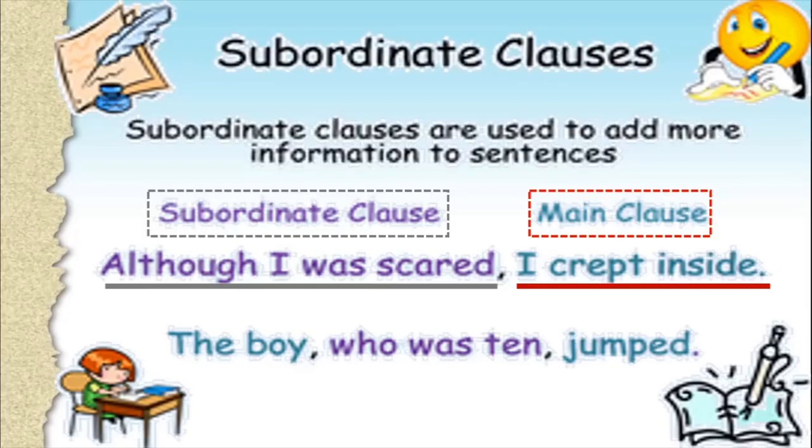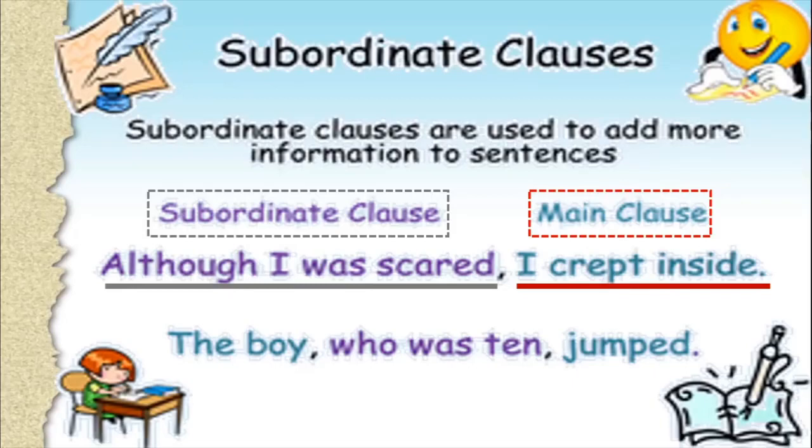Did I go to sleep? Although I was scared, I jumped off the building. What? You do not get a meaning for this particular sentence. So that is why although I was scared is a subordinate clause and it supports the main clause I crept inside. But without the main clause, this does not have any meaning. So we say that it is dependent on the main clause. Okay, so this is one example.